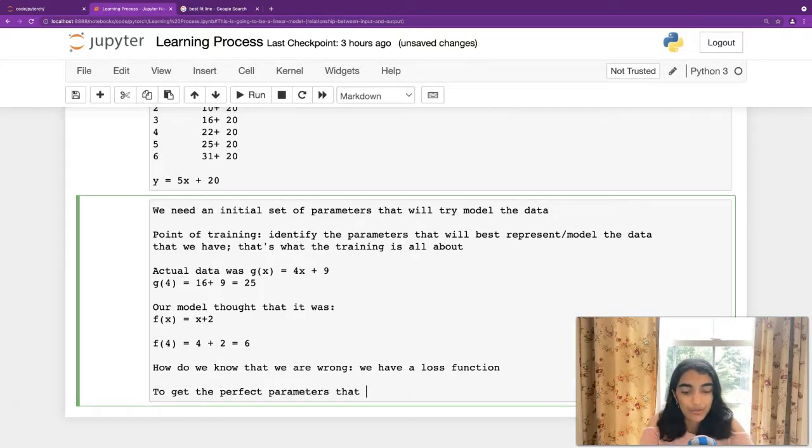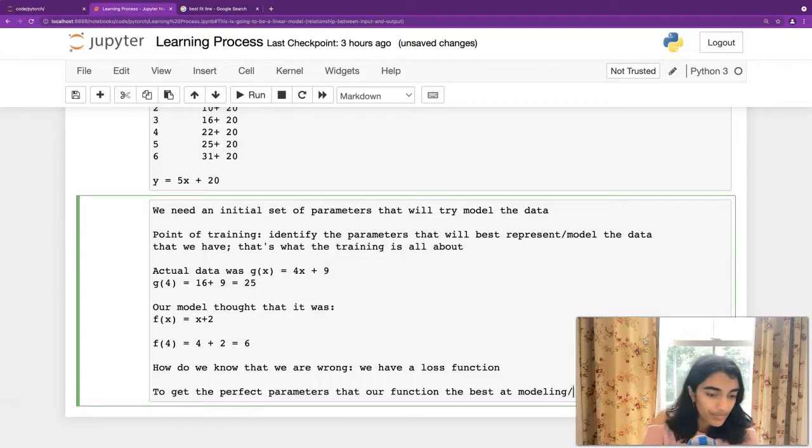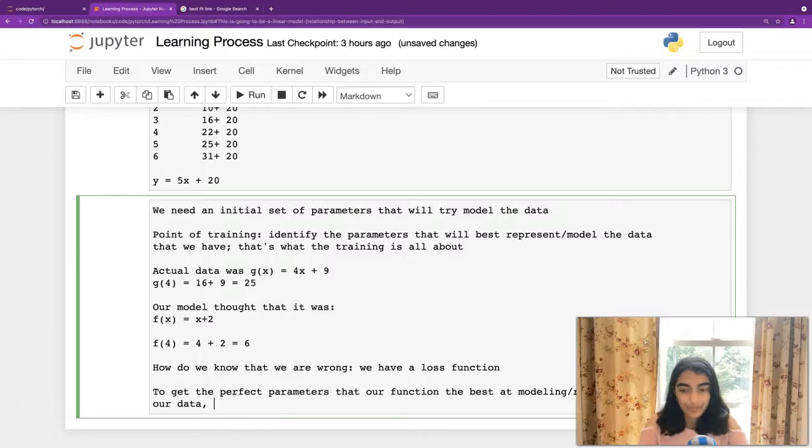To get the perfect parameters that make our function the best at modeling / representing our data, we need to minimize the loss. And we'll talk about how we do that in our next video, but you might need to brush up on your calculus skills, or if you aren't familiar with it, we'll go through the basics. Don't worry about it.